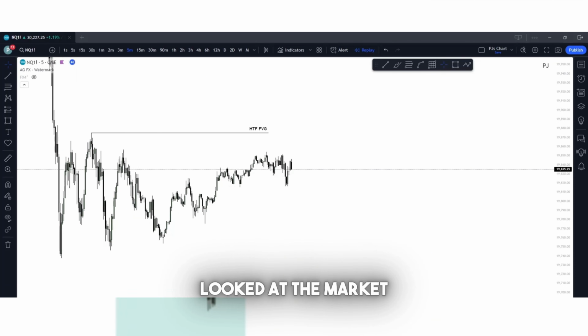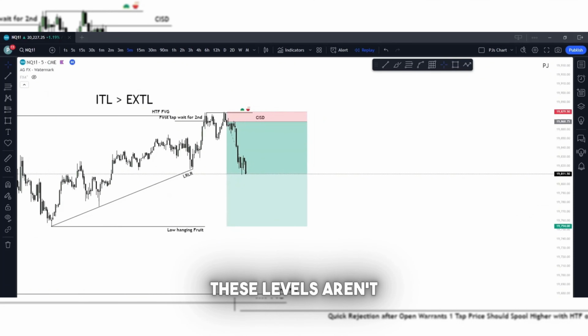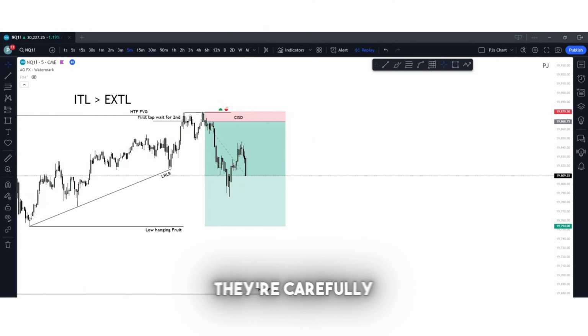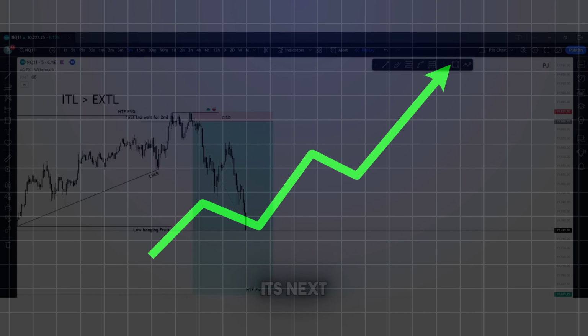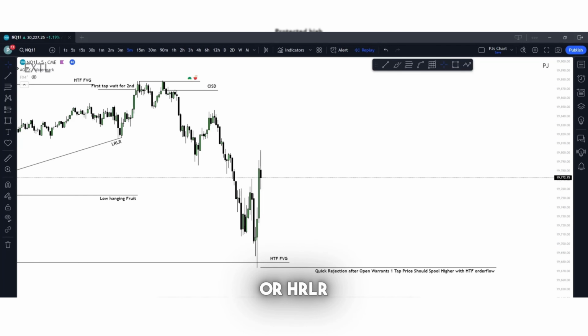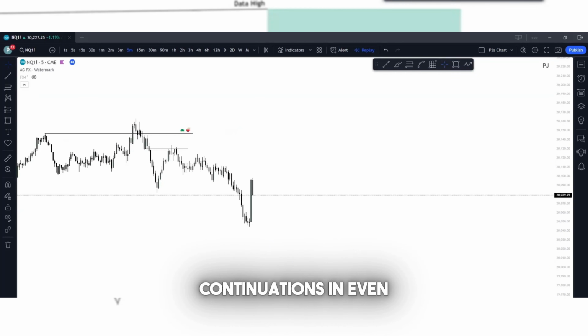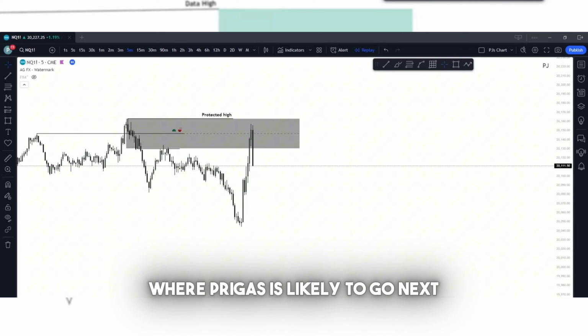Have you ever looked at the market and wondered why certain highs and lows seem untouchable? What if I told you these levels aren't just random, they're carefully engineered by the market to reveal its next big move? Today, we're breaking down high resistance liquidity, or HRLR. These critical levels hold the power to predict market reversals, continuations, and even where price is likely to go next.